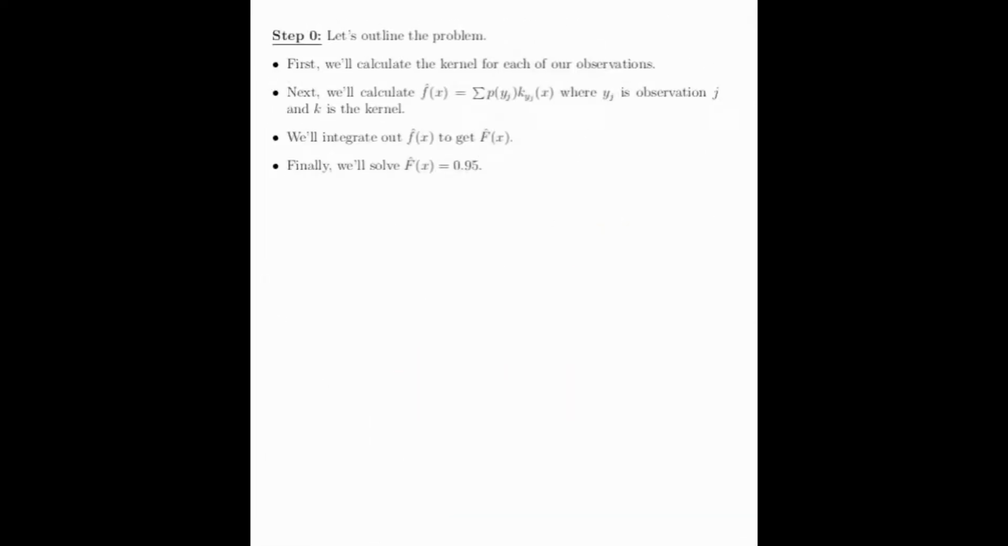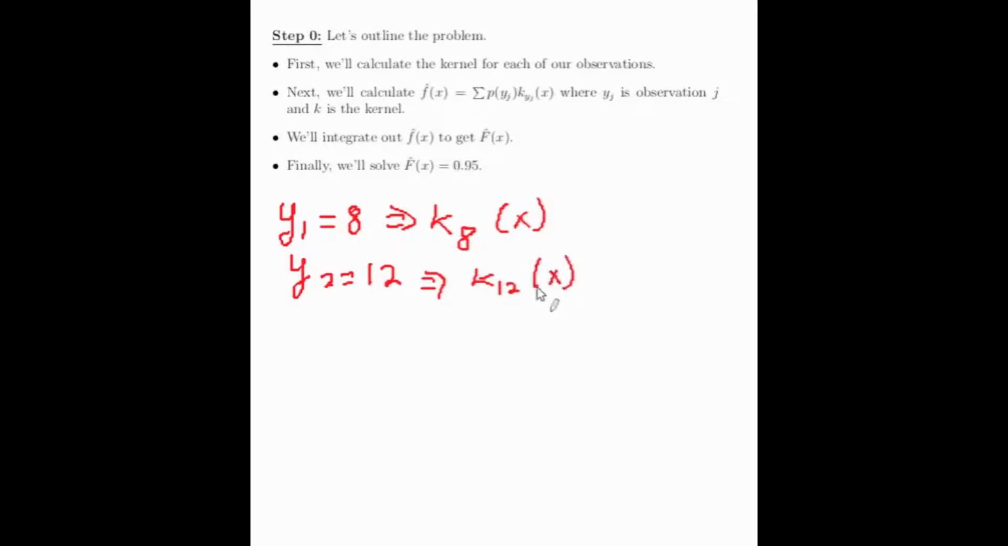Now that we've explained every term in the problem, we can figure out how we're actually going to tackle it. Let's outline the steps. First, we have to calculate the kernel for each of our observations. Remember that our first observation, y1, is equal to 8. That means we have to calculate k_8(x). Our next observation, y2, is equal to 12. That means we have to calculate k_12(x), and so forth.